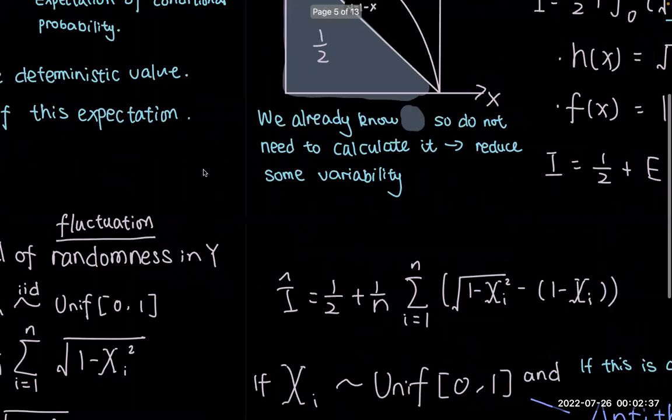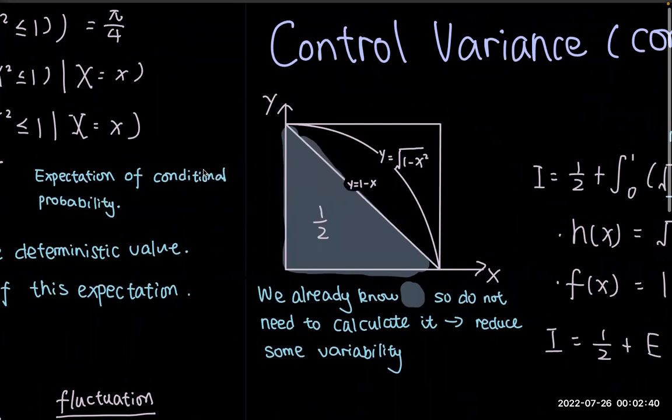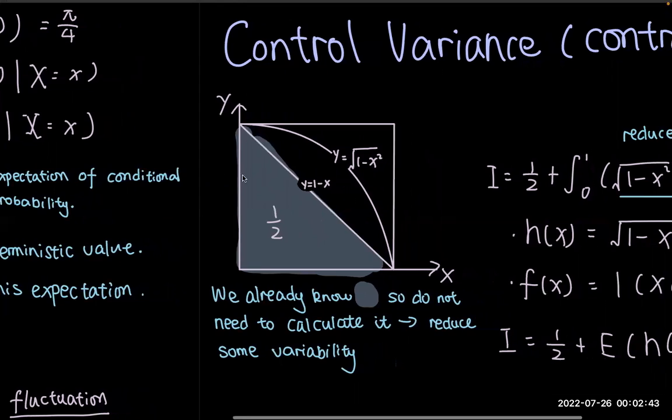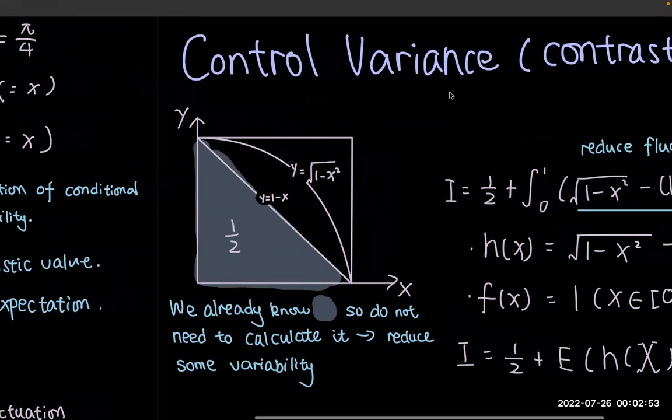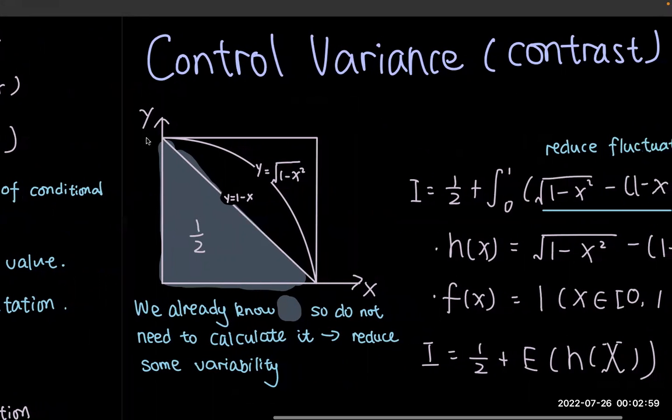And another method, we continue to use this integration. So the integral of square root of 1 minus x squared. And we can continue to reduce the variance by the so-called control variate, not control variance, control variate method. In other words, we subtract a constant. So the idea is that if we look at this triangle, the area of this triangle is 1/2, right? And so therefore, we only need to compute this part of the integral.